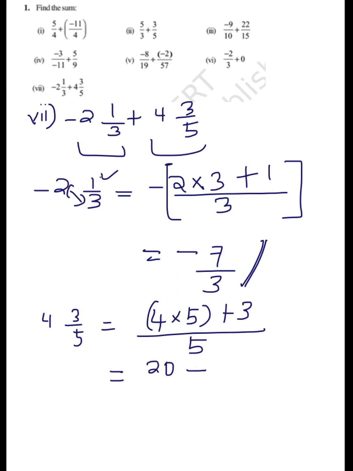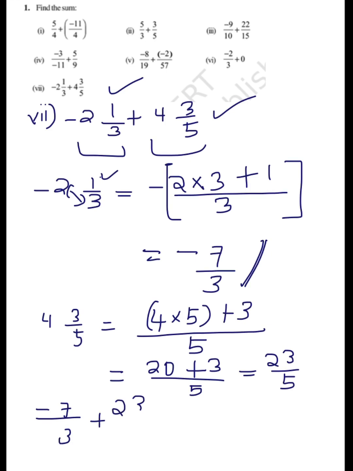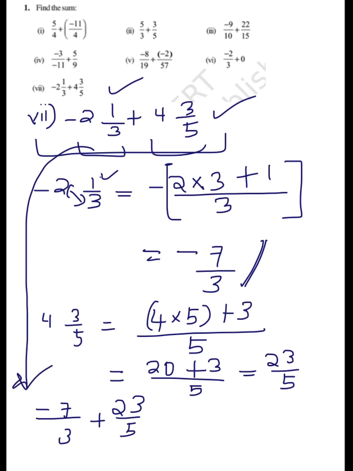20. So 20 plus 3, 23 by 5. Okay, so 23 by 5 will be the second number, and the first number will be minus 7 by 3. So let's write it. Minus 7 by 3 plus 23 by 5. So this question has turned into this type, that is minus 7 by 3 plus 23 by 5.